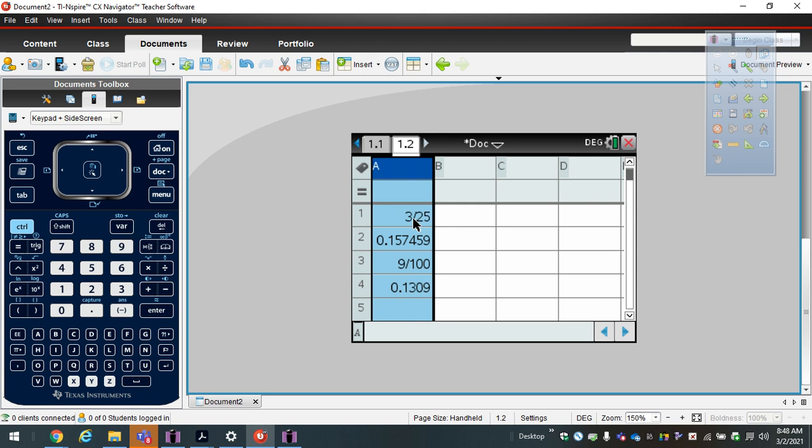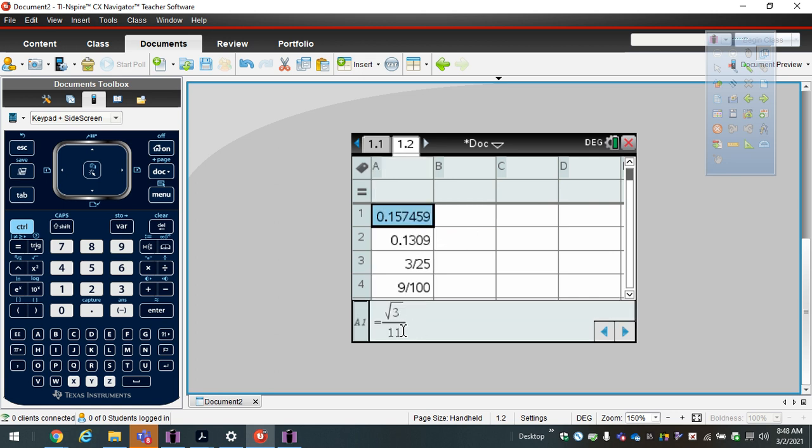So there it is. Scroll over. So that's your first one. That's your second one. That's your third one. And that's your fourth one. So that'd be my first one right there, the square root of 3 over 11. I'll tell you this one's the next one, 3 over 25. Okay, so square root of 3 over 11, and then 3 over 25.